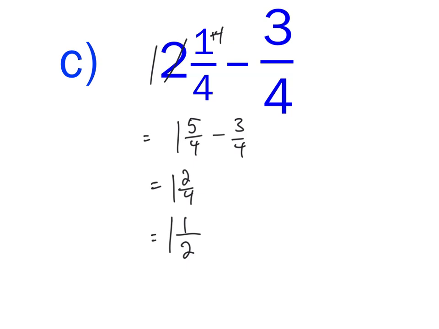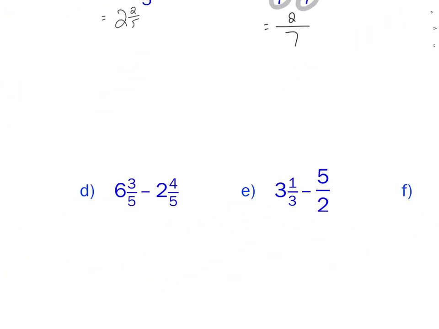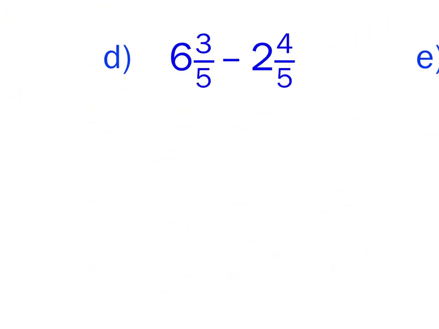See, there's a little bit more work involved with that one. Now let's go on to, all the questions so far have had the same denominator. And the next one will as well. So let's take a look at this question. 6 3/5 minus 2 4/5.